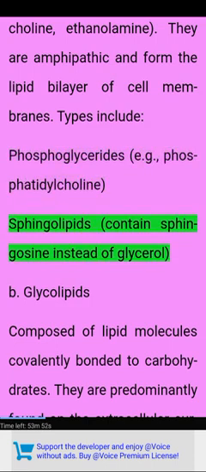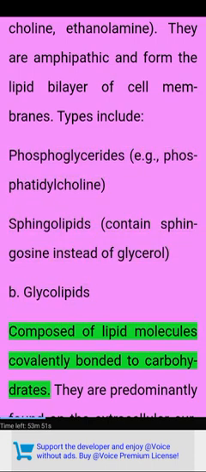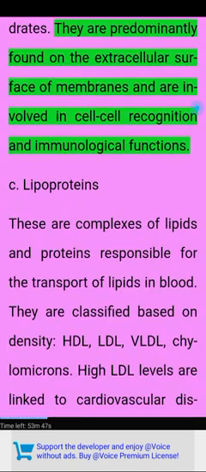Sphingolipids contain sphingosine instead of glycerol. B. Glycolipids. Composed of lipid molecules covalently bonded to carbohydrates. They are predominantly found on the extracellular surface of membranes and are involved in cell-cell recognition and immunological functions.